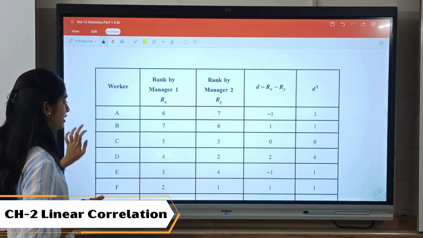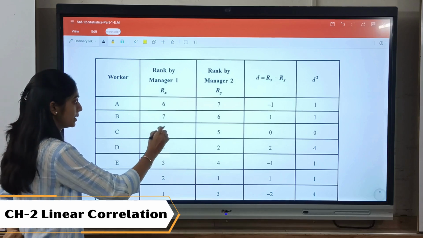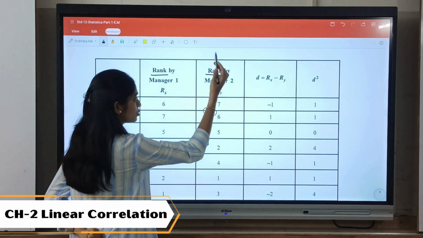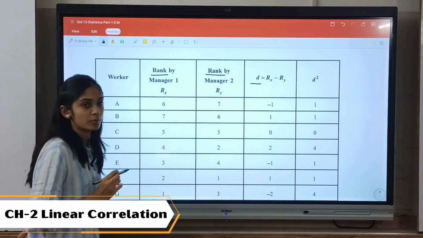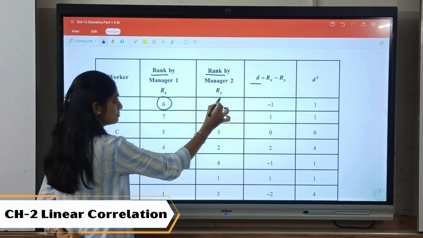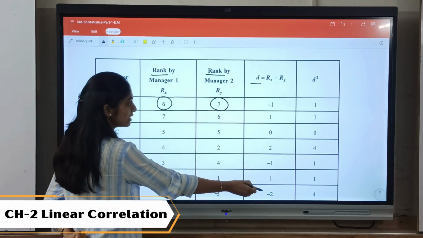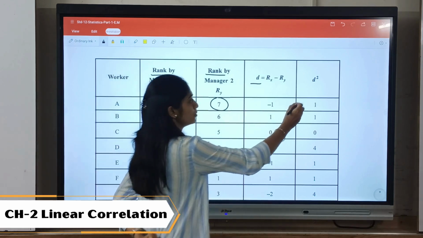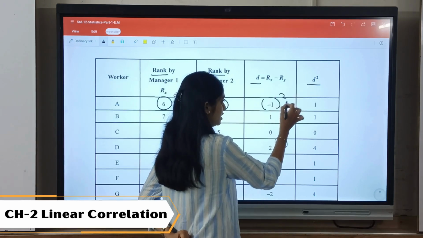Now here we need to find out the value of D and D square. Here the ranks are given directly, so we can find out the value of D. The formula is Rx minus Ry, that is rank of x minus rank of y. So we will get the value of D, then we are supposed to take the square of D.